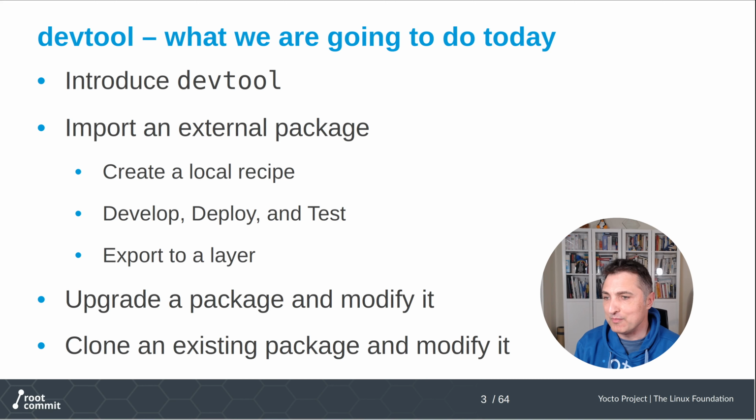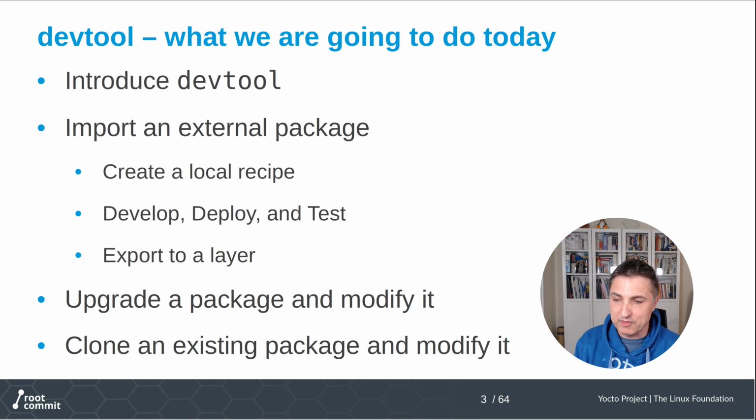So the first one will be to use Devtool to create a local recipe for an external package for which you can find the sources on the internet. That will be the Nano editor. So we'll use Devtool to create the recipe, to build the recipe, to deploy it to a QEMU target and test it on the target as well, of course. And then when everything is ready, we can export it to a layer to be able to share our changes with other people through a layer, right?